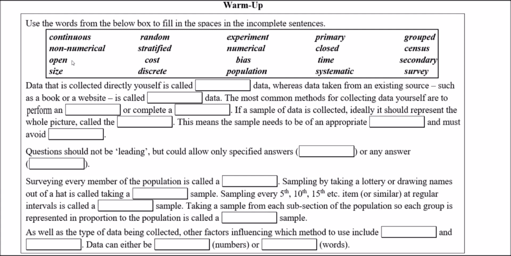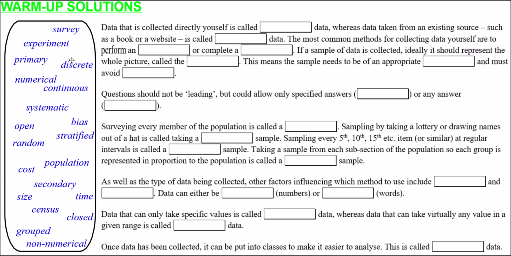Okay, so let's have a look at where these words go. So, first of all, data that is collected directly for yourself is called primary data, whereas data taken from an existing source, such as a book or a website, is called secondary data. So I'm just crossing these off as we go. The most common methods for collecting data yourself are to perform an experiment or to complete a survey.